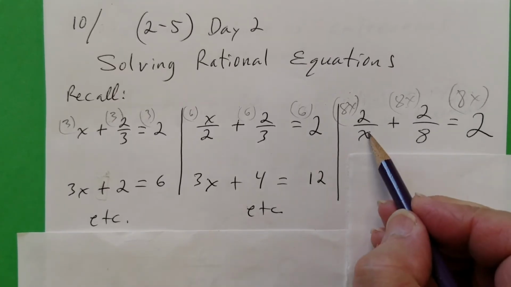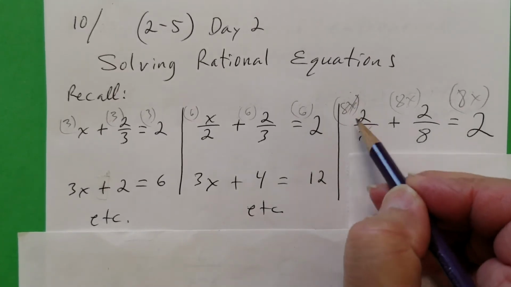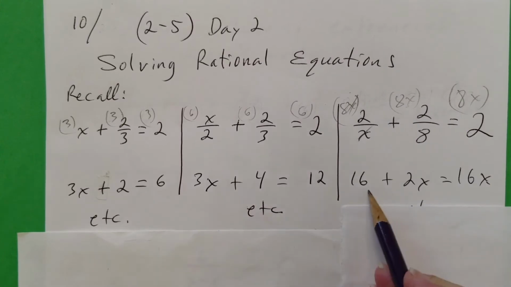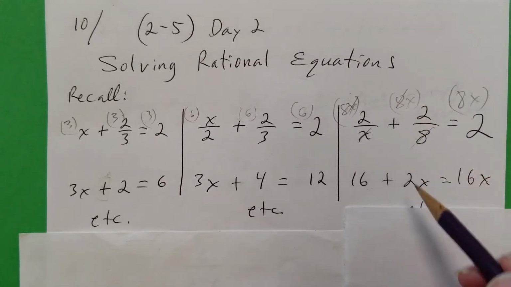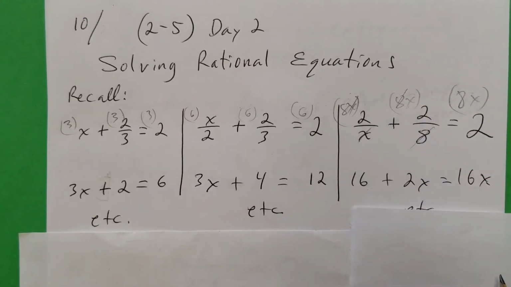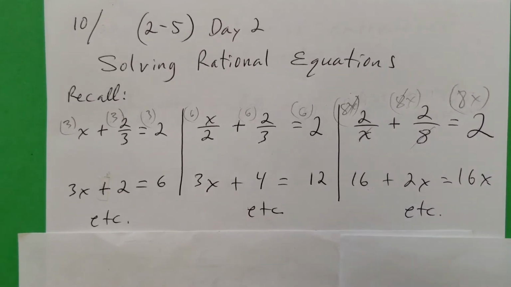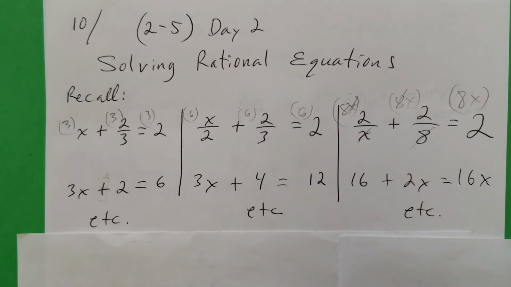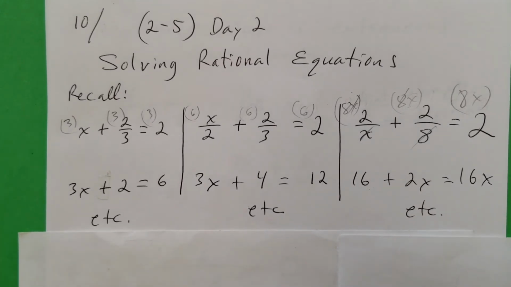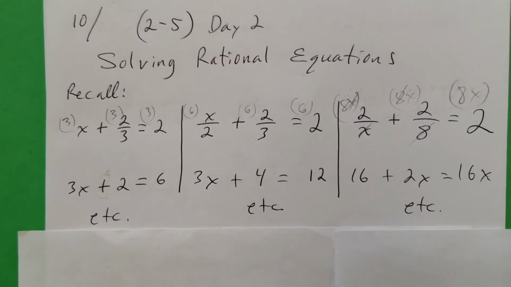What cancels here? The x cancels here. So I'm left with 16. The 8 cancels here. So I'm left with 2x. And 2 times 8 times x is 16x. No more fraction, and you can solve it. That's the kind of thing we're going to do today. Okay? Let's get started.